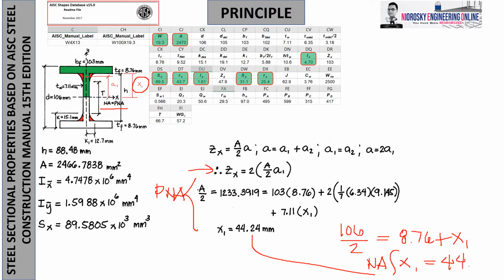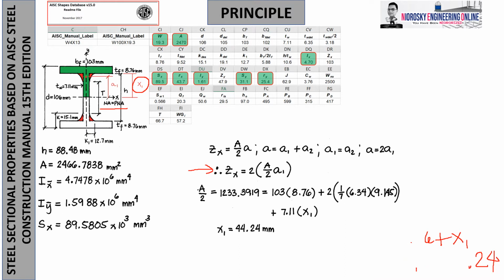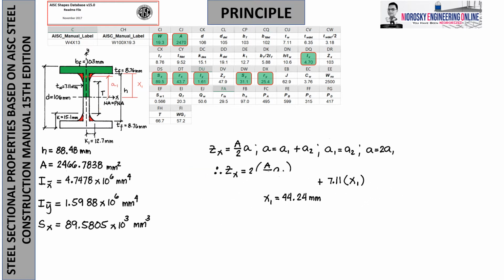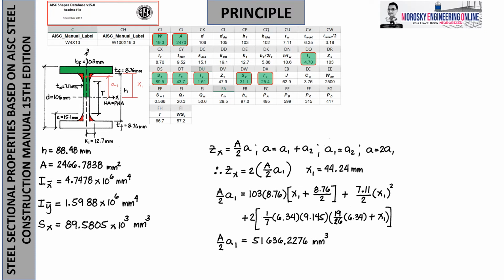So this concludes that the neutral axis coincides with the plastic neutral axis if and only if you have symmetric and doubly symmetric shapes. But we are interested in computing the Z sub x. So therefore, I can now use the x sub 1 value of 44.24 millimeters. Okay, so now we have x sub 1 as 44.24. So I can now compute A over 2 times A sub 1.